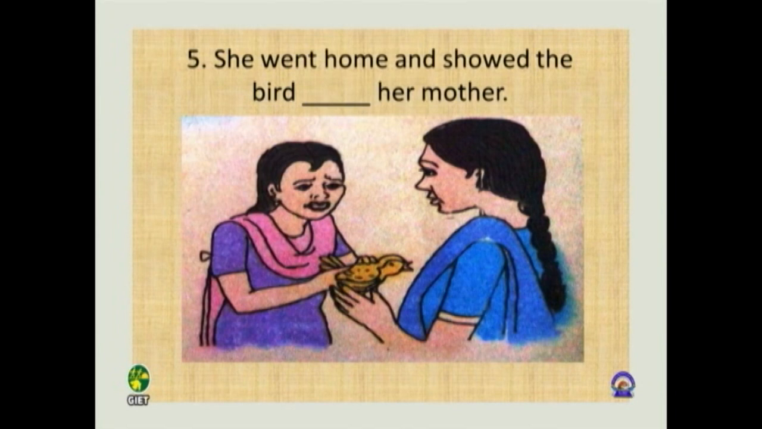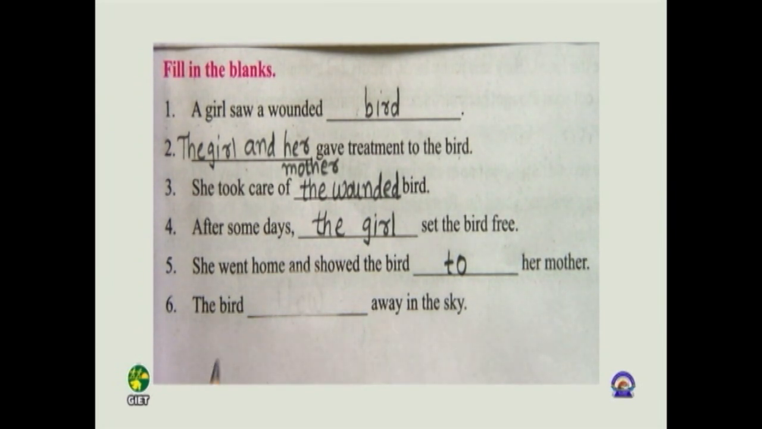She went home and showed the bird blank her mother. Friends, to whom did she show the wounded bird? Yes, to her mother. So the answer is to. Write down the answer in the blank. Let's read the last blank. The bird blank away in the sky. Yes, the bird flew away in the sky. So you are right. Write down the answer in the blank.